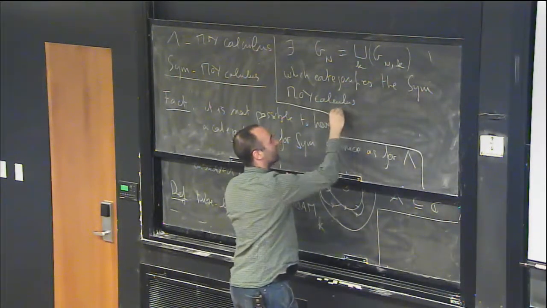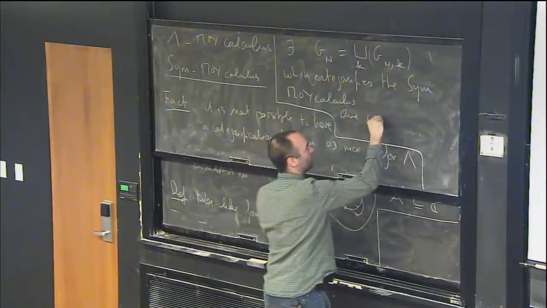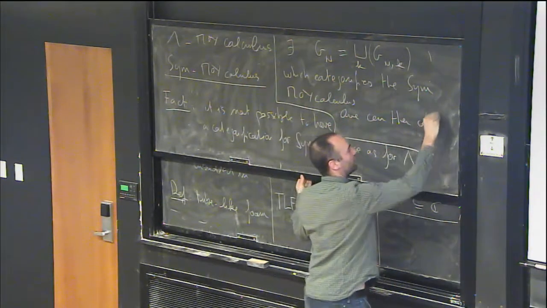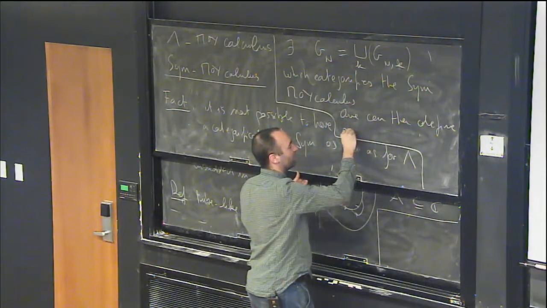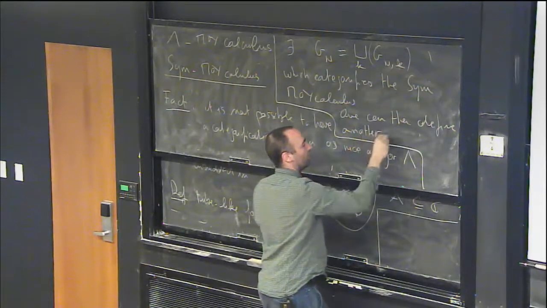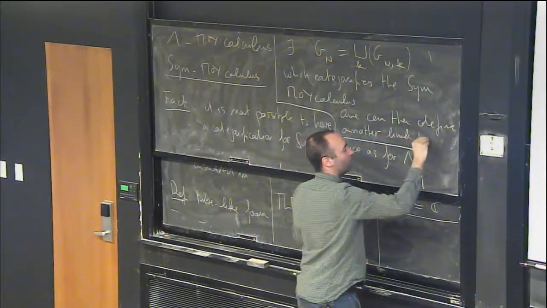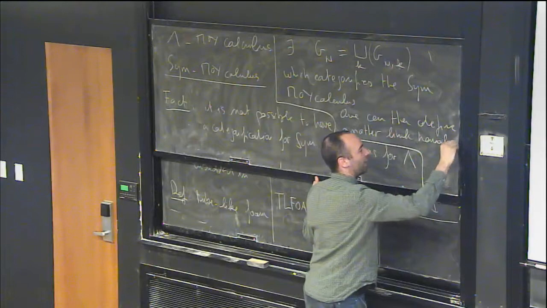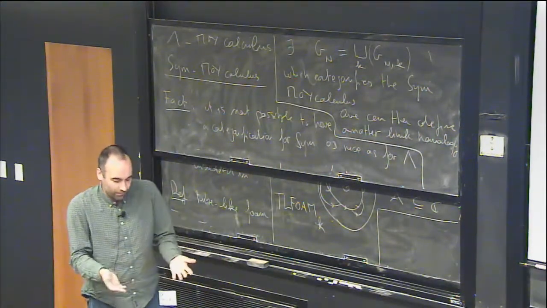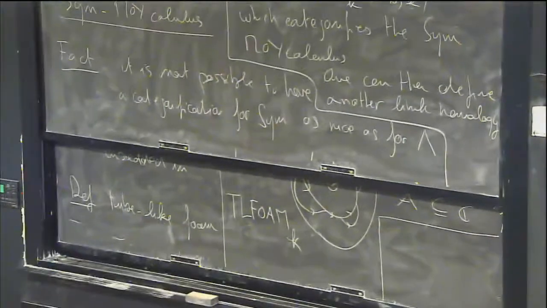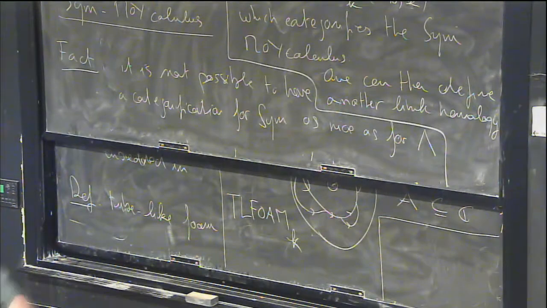So it's possible one can define another link homology, and this link homology categorifies the SL_N quantum invariant associated with symmetric powers of the quantum group. Okay. Yeah, and I think I want to stop here. Yeah, thank you.